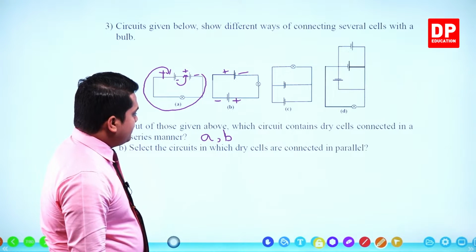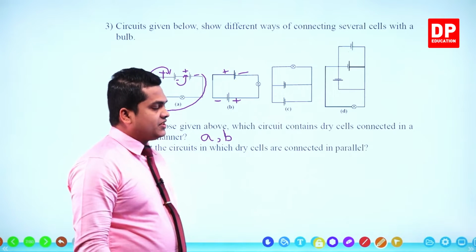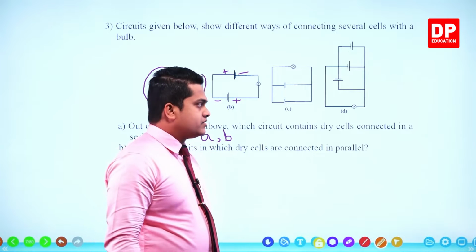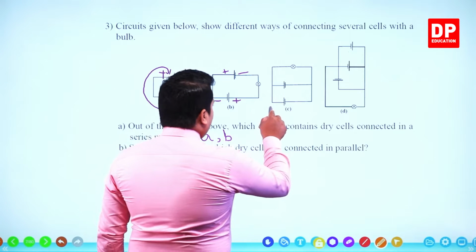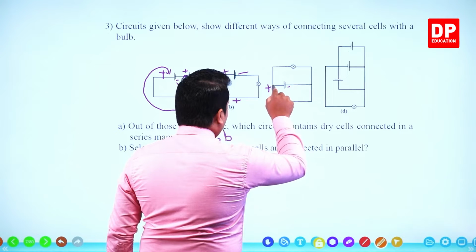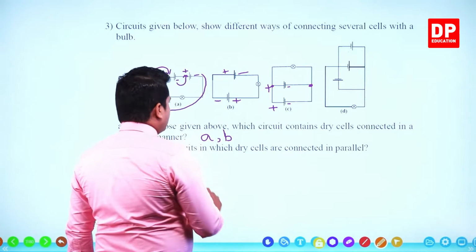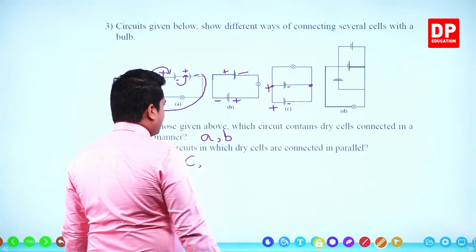Select the circuits in which dry cells are connected in parallel. So parallel connection, plus with plus, minuses with minuses. All the things are joined here and traveling towards the bulb. So C is a parallel one.